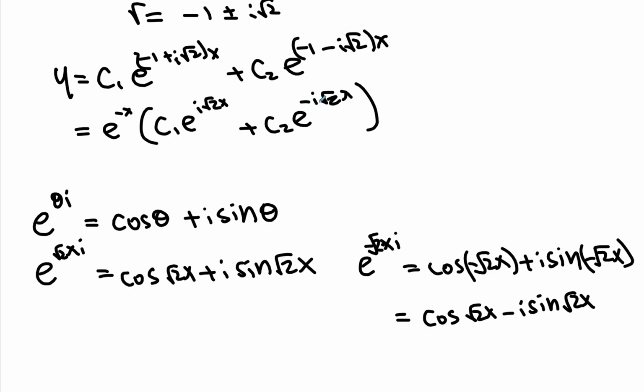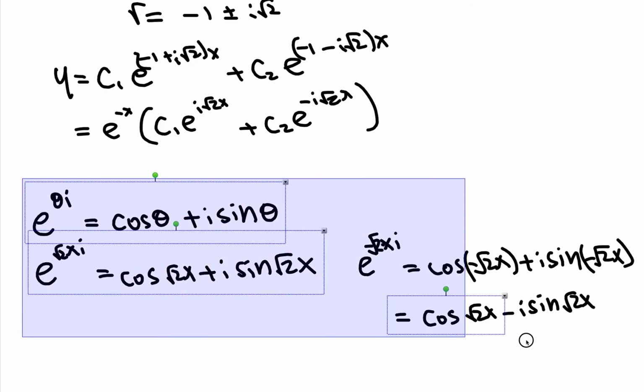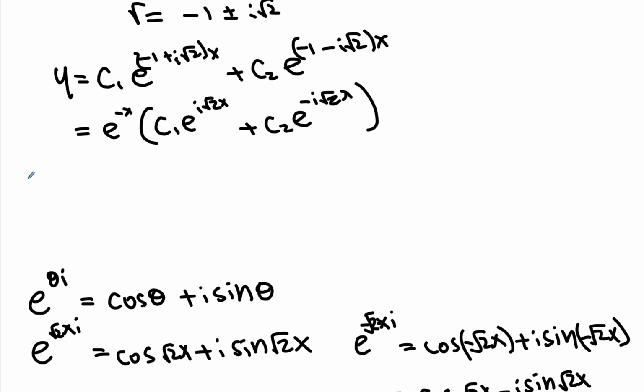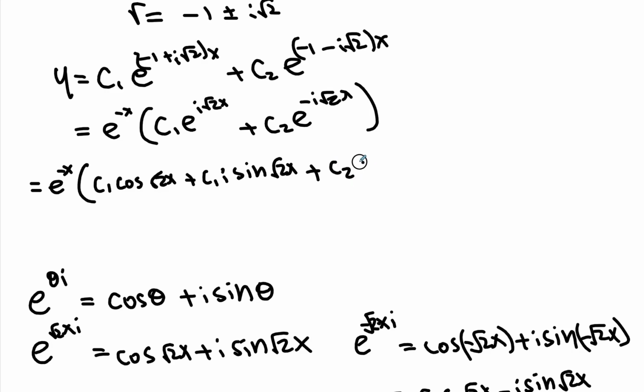So in fact, the negative in the exponent will make the sign negative, but cosine is the same. If I were to rewrite this, it's going to be a little bit longer, but it's okay. e to the negative x, c sub 1 cosine of radical 2x plus c sub 1 i sine of radical 2x. On the other hand, the second one, we get plus c sub 2 cosine of radical 2x, because cosine is an even function, so the negative sign disappears, minus c sub 2 i sine of radical 2x. So in fact, you can combine c sub 1 and c sub 2 in the case of cosine, but in the case of sine, we need to subtract them with the complex number i.